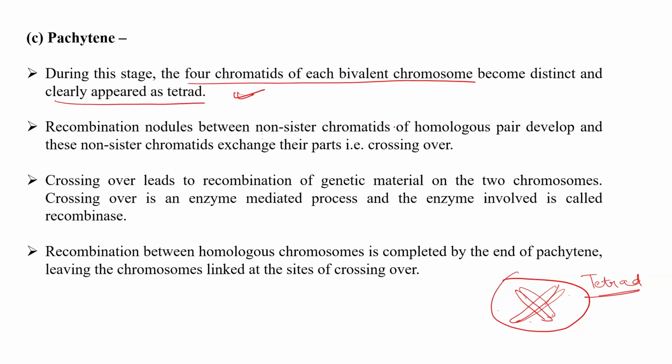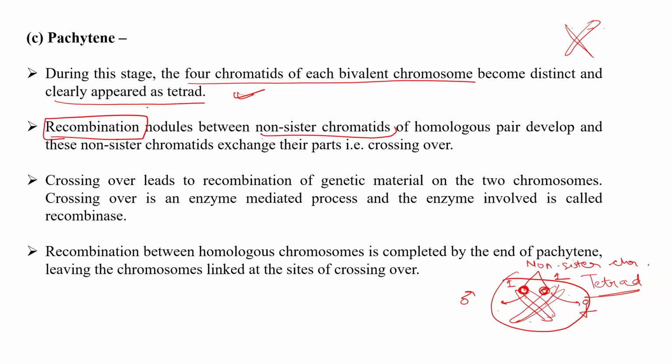Recombination nodules between non-sister chromatids. So in mitosis, we see that they were called sister chromatids as they are the chromatids of the same chromosome. But in this, suppose this is the one, this is also one. This is from the paternal side, this is from the maternal side. Now the sister chromatid of this paternal with the maternal is called the non-sister chromatid. So this is very important. In this, the recombination nodule is formed between the non-sister chromatids.